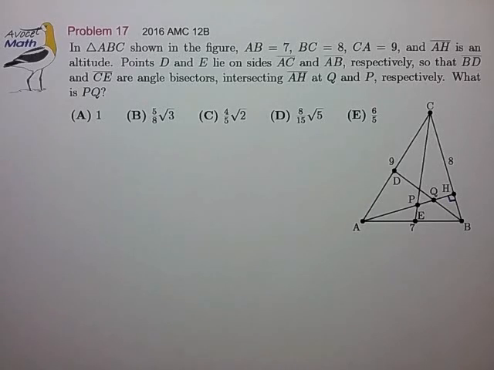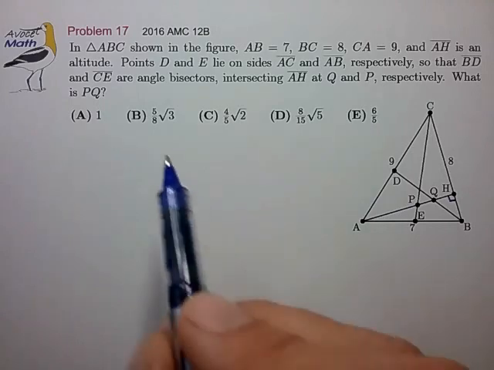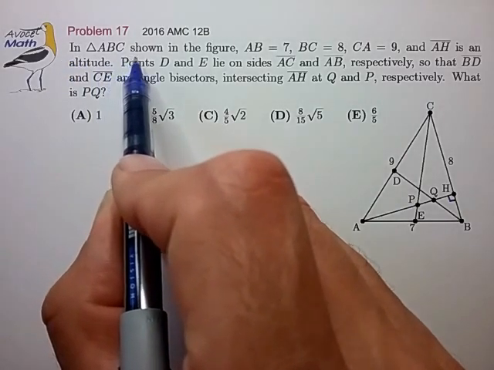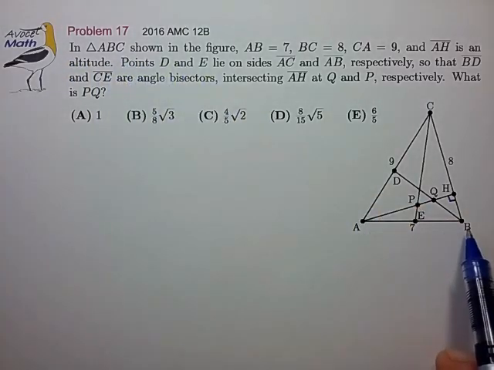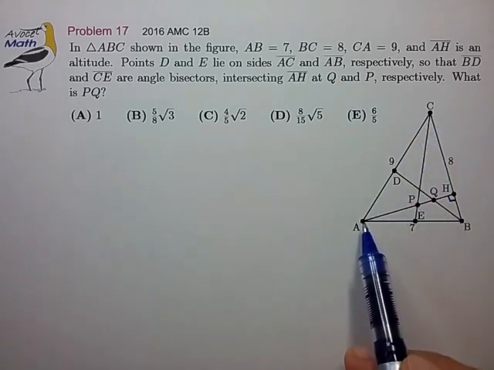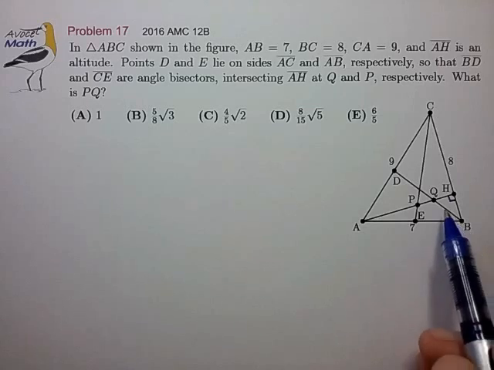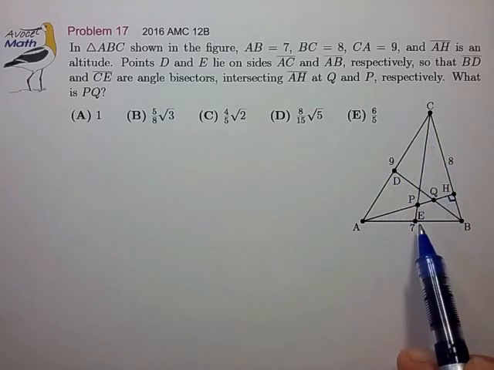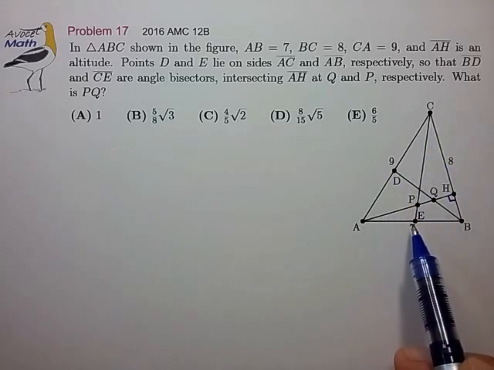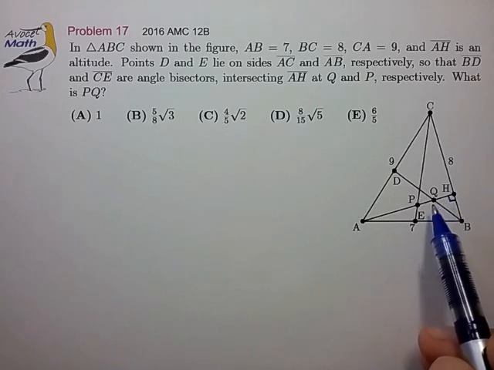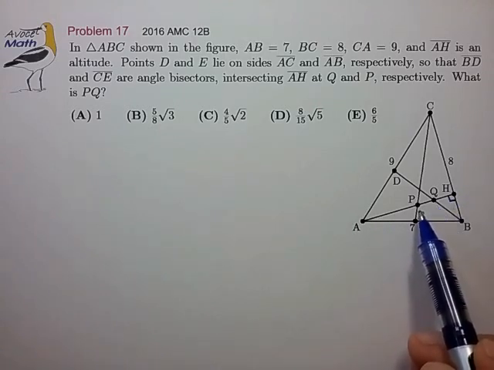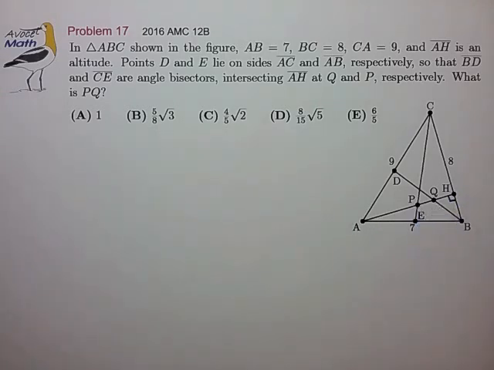Hi, this is a more difficult example from the AMC12 involving angle bisectors. So let's see what we have. In triangle ABC shown, we have AB of 7, BC of 8, CA of 9. AH is an altitude, and we have that BD and CE are angle bisectors intersecting AH at Q and P, and we want to find the length PQ.